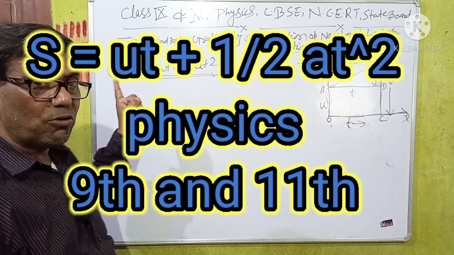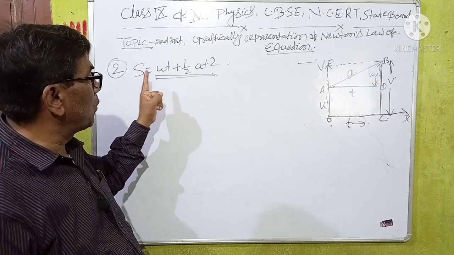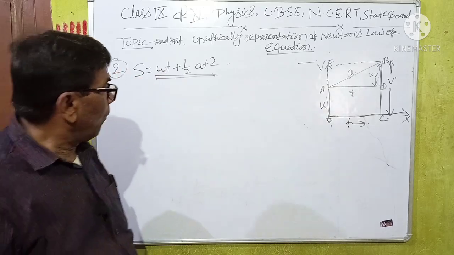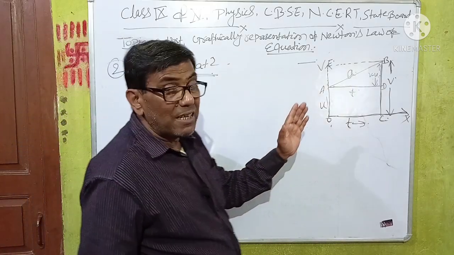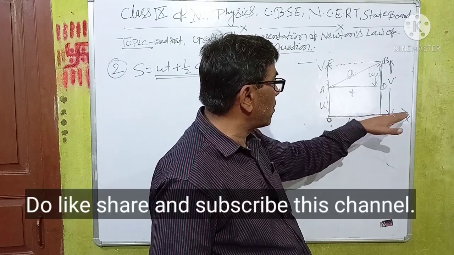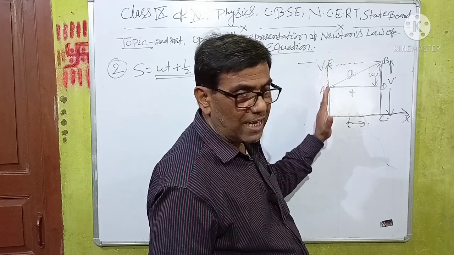Now we shall discuss the second equation of motion, S is equal to ut plus half at squared. Here again we have verified it graphically. We have taken the horizontal axis OX as the time axis, and OY as the velocity axis.